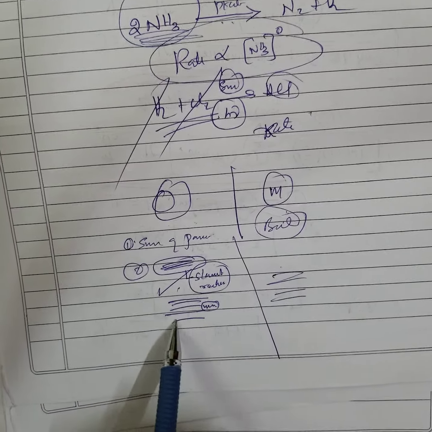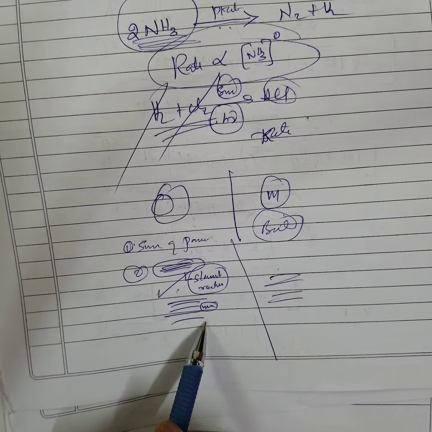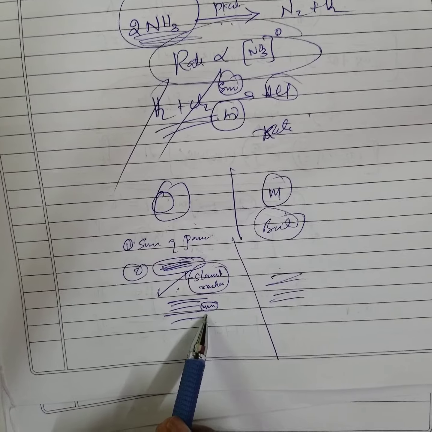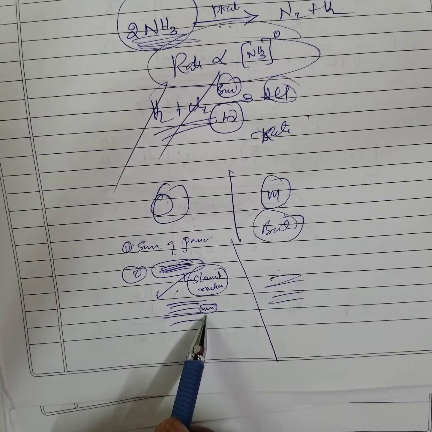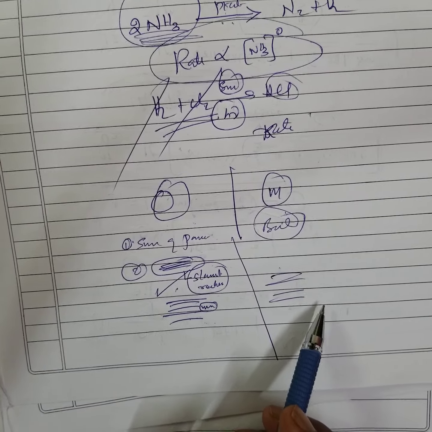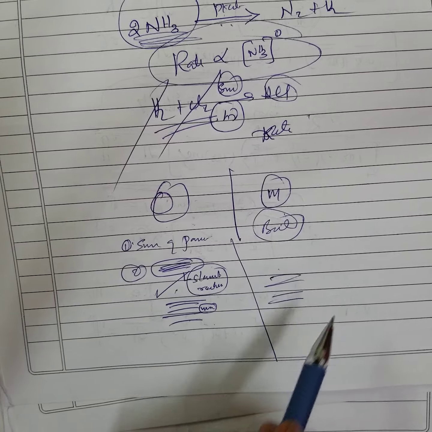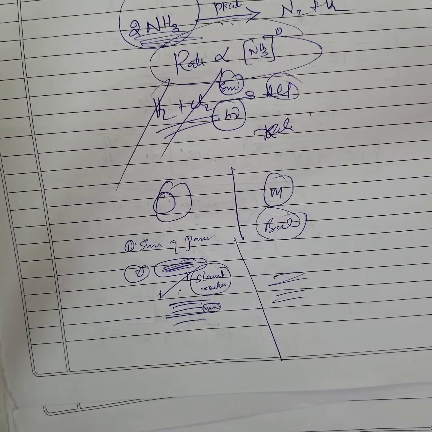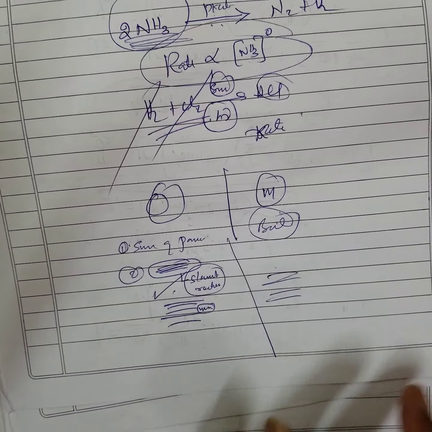That means order can be changed. Suppose if you change the temperature, pressure, or concentration, the order can be changed. But molecularity is invariant in a chemical reaction. These are the things you have to remember, the theoretical part.